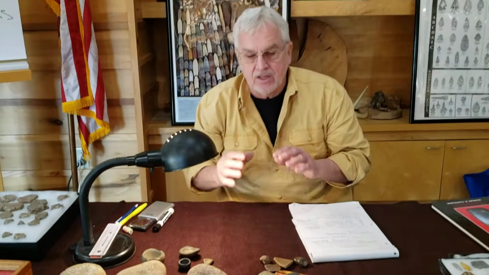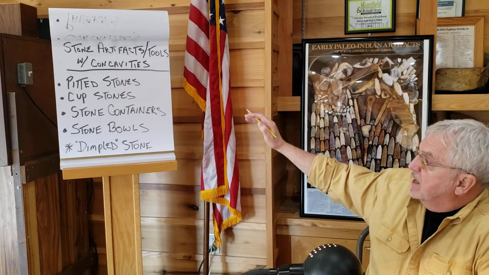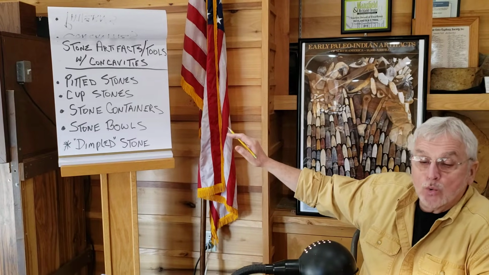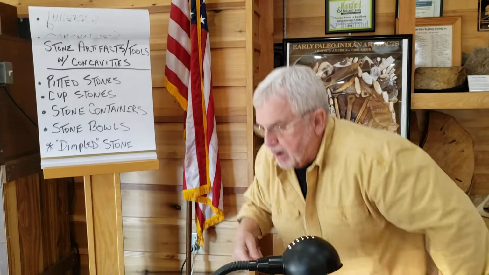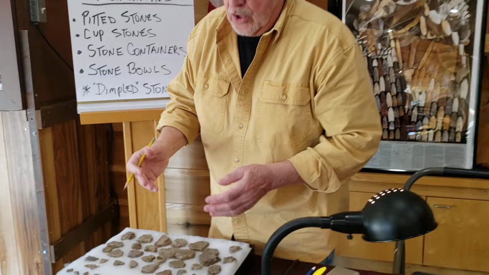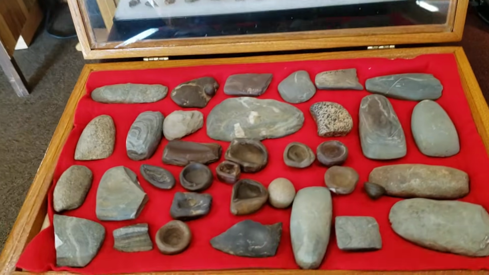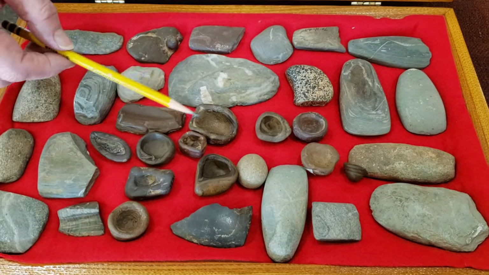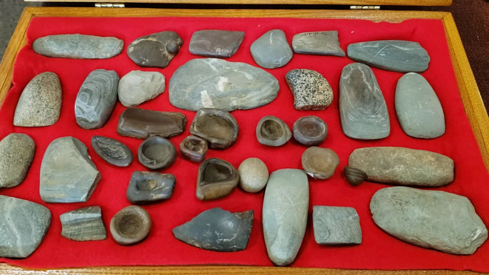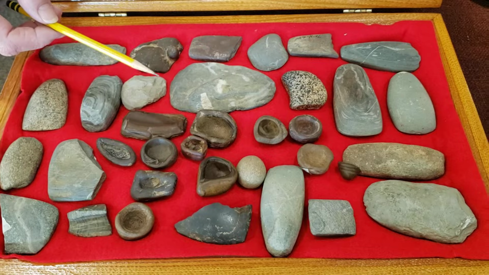Now I'm going to add another category to this. And if we sweep over here, we've got the pitted stones, we have the cupstones, and then Bob calls this group stone containers, and it's an interesting name. And if we pop over here for a second, we're going to look at some of the things that he includes in that for stone containers. These were actually nature made. These were not made by prehistoric people. So in essence, these are geofacts that have been altered a little bit by people.